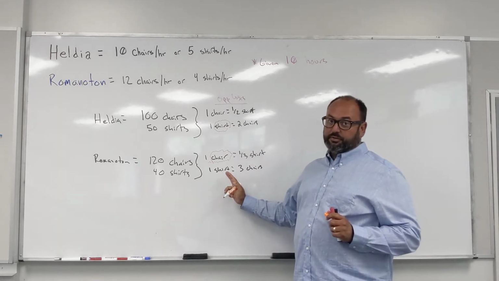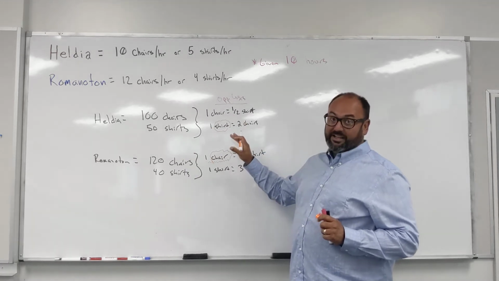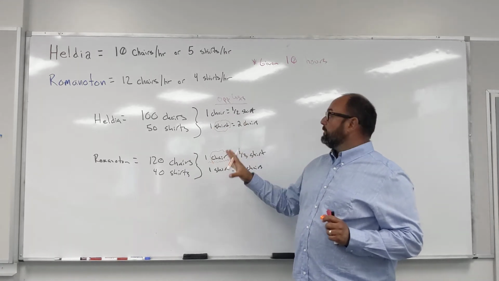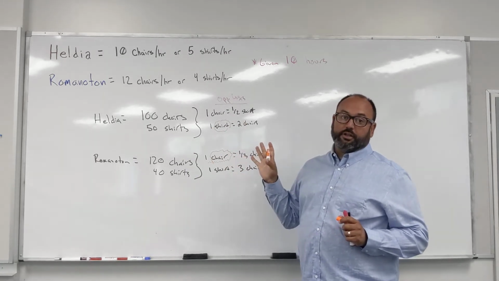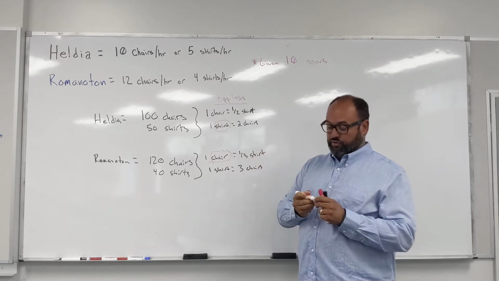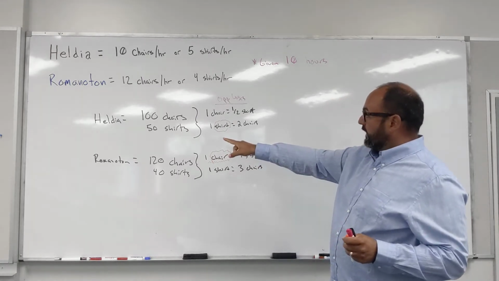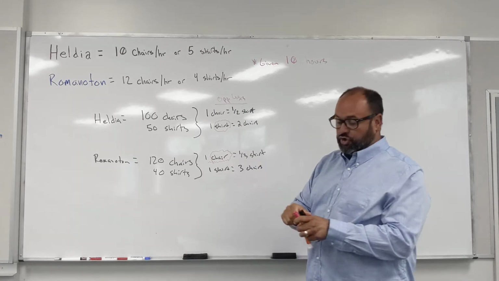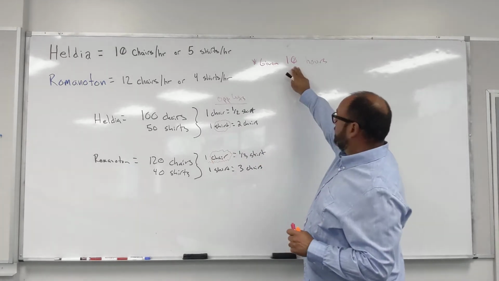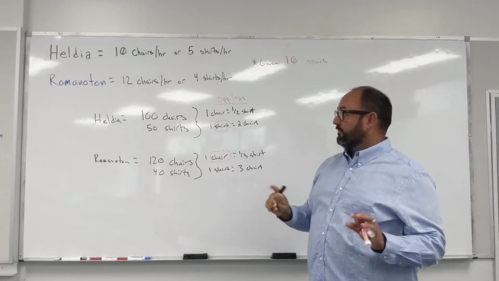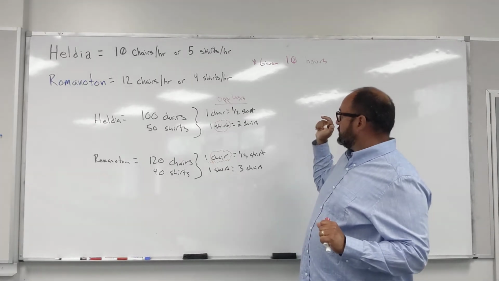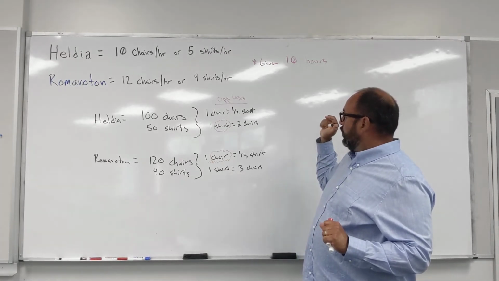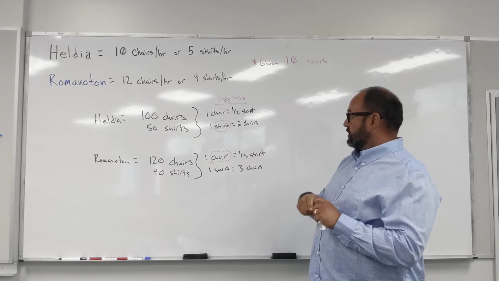Now that we've identified the comparative advantages, we can start to look at specialization and trade. If Heldia is to specialize in shirts, then they're going to take their 10 hours, which is all they have, and they're just going to produce what they're better at, which is shirts.